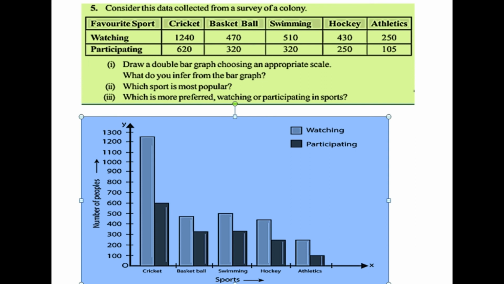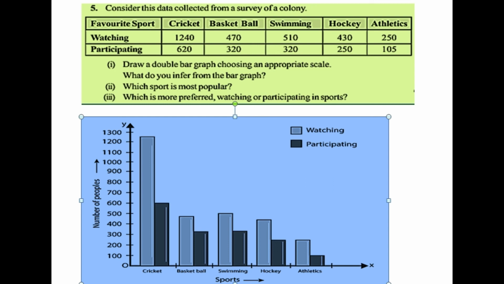Next we will see the fifth problem. Consider this data collected from a survey of a colony. Favorite sport: cricket, basketball, swimming, hockey, athletics. Watching: 1240, 470, 510, 430, 250. Participating: 620, 320, 320, 250, 105. That means in favorite sport cricket, watching 1240, participating 620. Like this, it is given for basketball, swimming, hockey, and athletics.